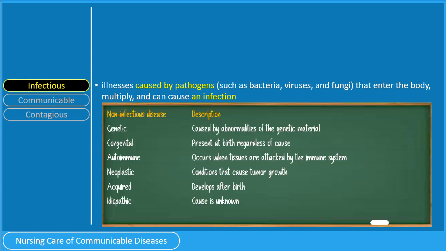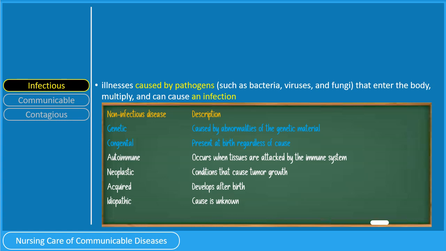Diseases not caused by pathogens may be classified differently. Shown in this slide are terms used to describe some. Highlighted in this slide are the terms congenital and acquired diseases. Congenital diseases are present at birth regardless of cause, while acquired diseases develop after birth.